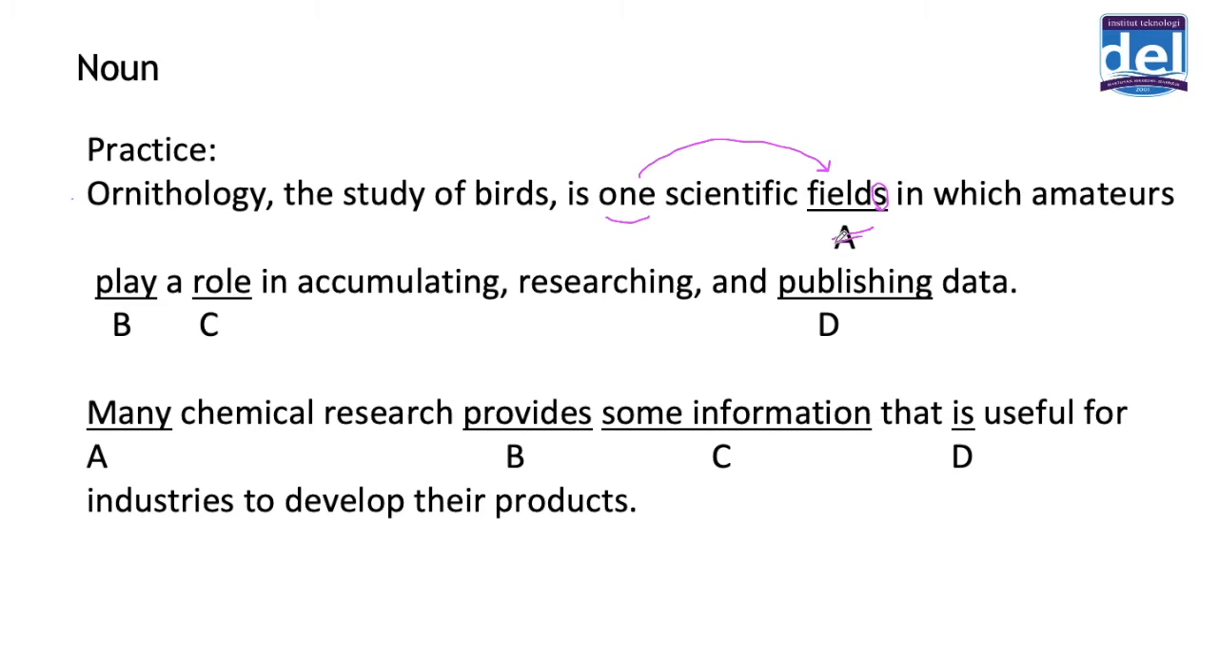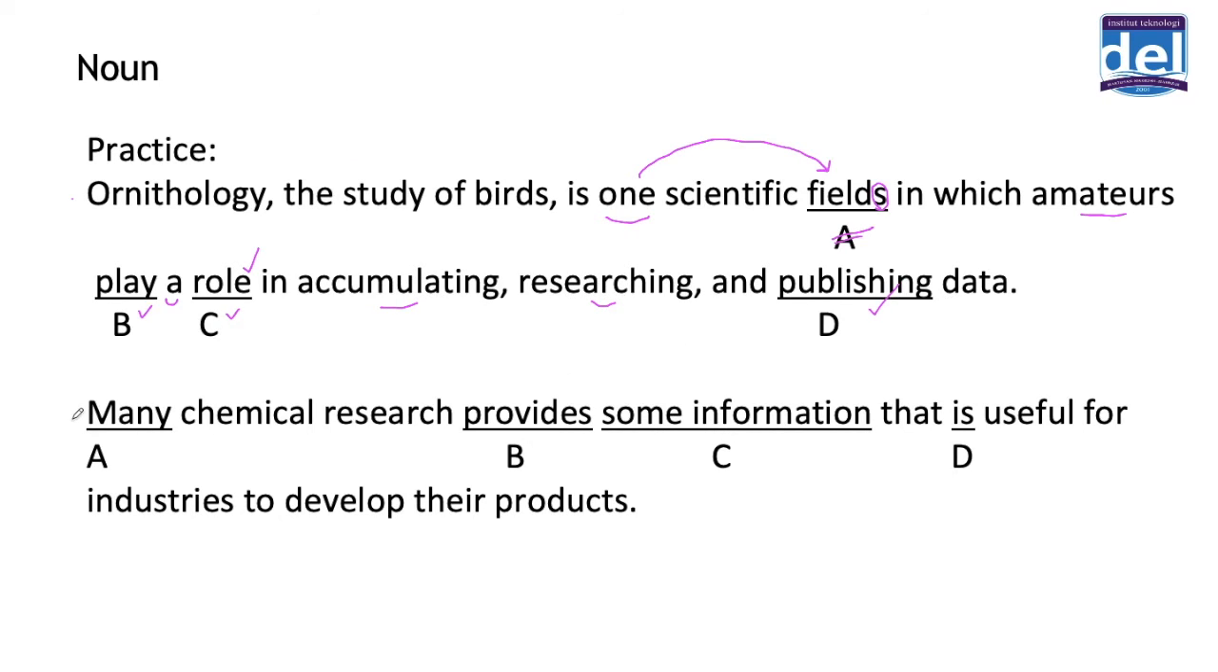It's pretty easy, yeah? You don't need a minute to answer this one. But I would like to invite you to review the other options. B is correct because the subject is plural, amateurs, and the verb is a plural verb, play. C is okay because we have a. A is a determiner for a singular countable noun, right? And role is singular. D is correct because the structure is parallel. You see, in accumulating, researching, and publishing.